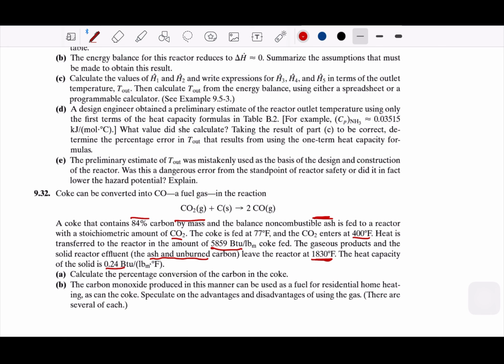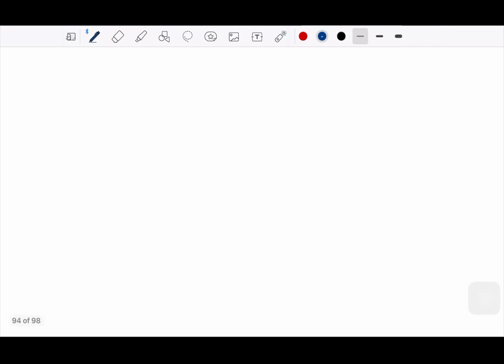So we need to calculate the conversion, so how much of the carbon is converted into the product. The second question is asking for the production of carbon monoxide. And yeah, this is just for knowledge. I will let you know. Okay, so we start by taking a basis of coke first. I think 100 is pretty much doable for our assumption.